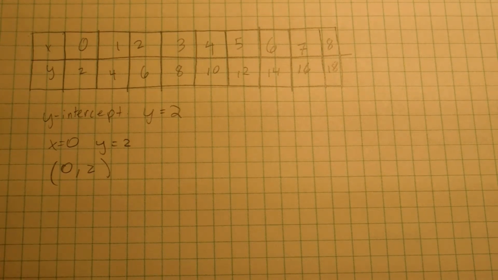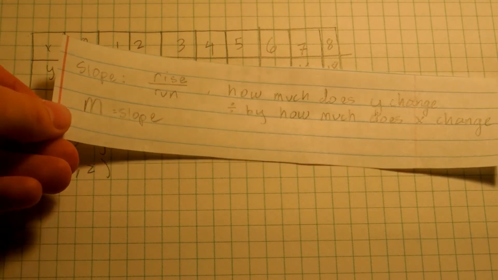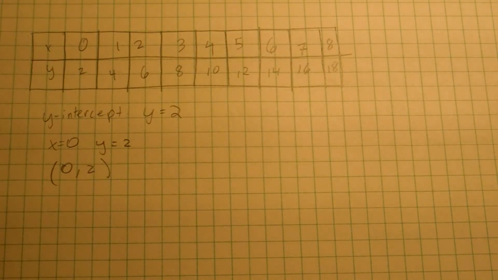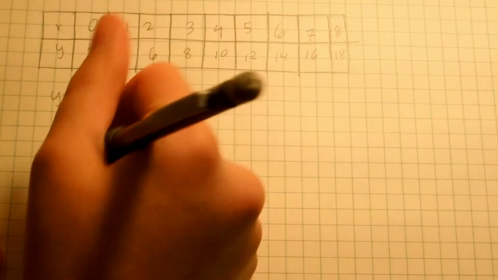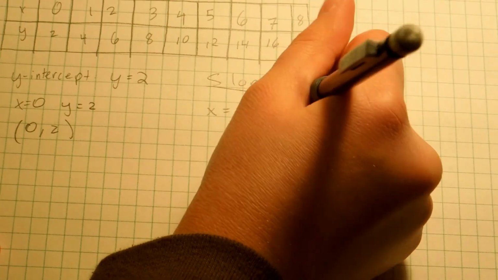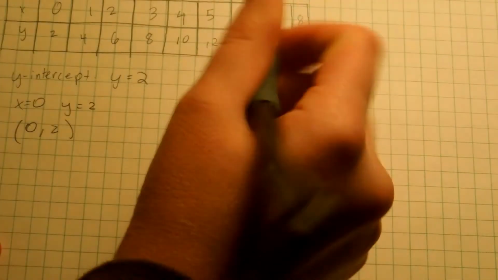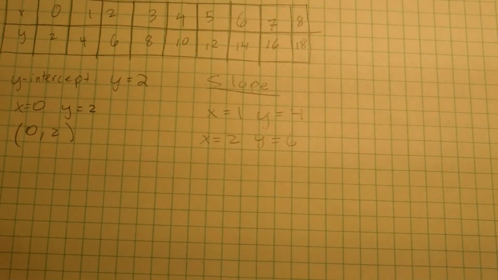The slope is a little trickier. Remember, slope is how much y changes divided by how much x changes. We will pick two x and y numbers for this. They have to be connected. So, I'm going to pick x equals 1, y equals 4, and x equals 2, y equals 6. We need to set up a division problem. It will look like this.